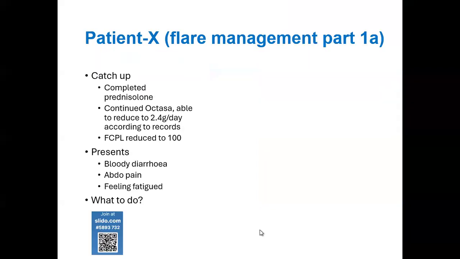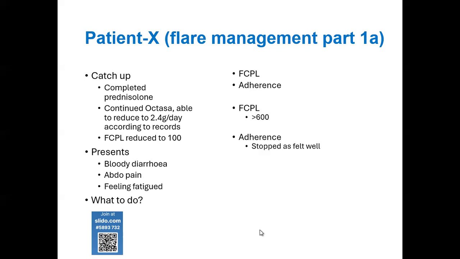So the first thing I'd say is get a stool sample to make sure that it is IBD related and it's not something else. And are they being adherent to their medication? Fecal calprotectin, for argument's sake, I just said it came back at over 600, but any increase over 100, I would be concerned, because it was appropriately stable before. And often what we see in patients is they say, actually, I was feeling really well, so I just stopped the Octasa. And that's generally the reason why.